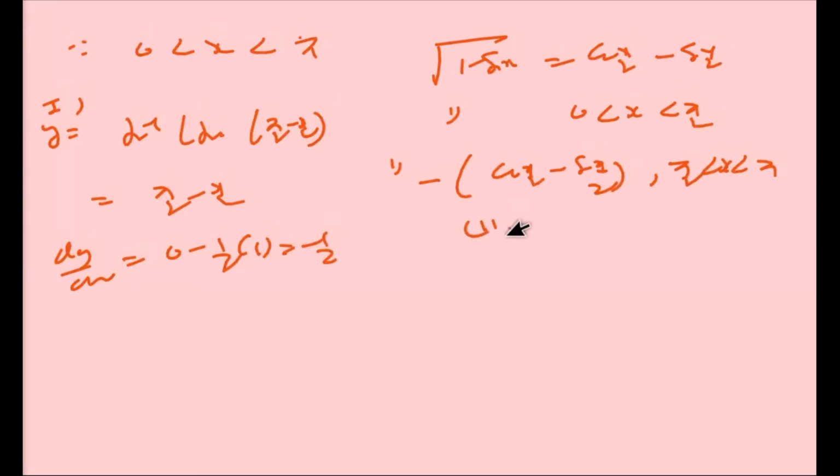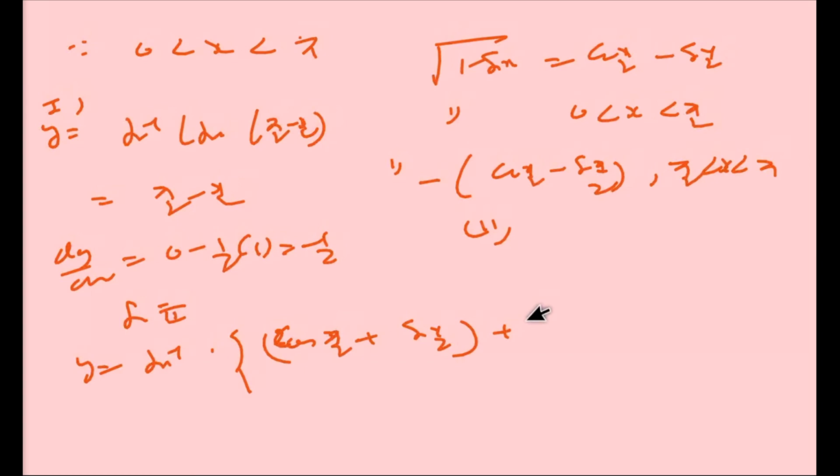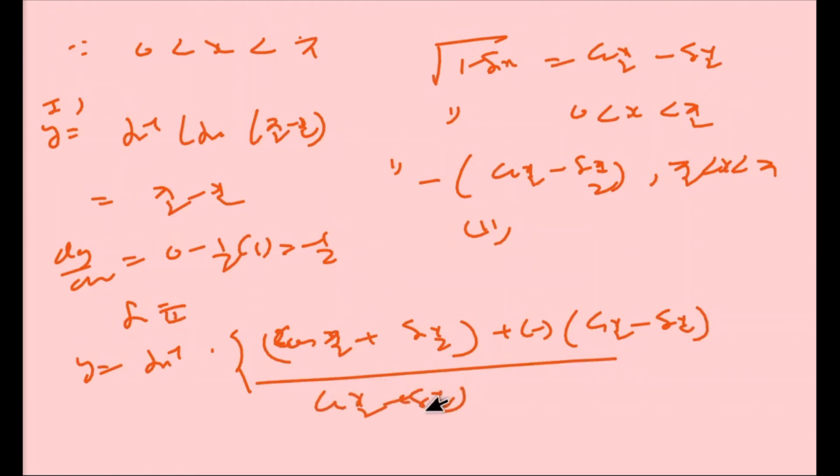Now for the second case, we will get y equal to tan inverse of (cos x by 2 plus sin x by 2) plus minus (cos x by 2 minus sin x by 2) upon (cos x by 2 plus sin x by 2) minus (cos x by 2 minus sin x by 2).